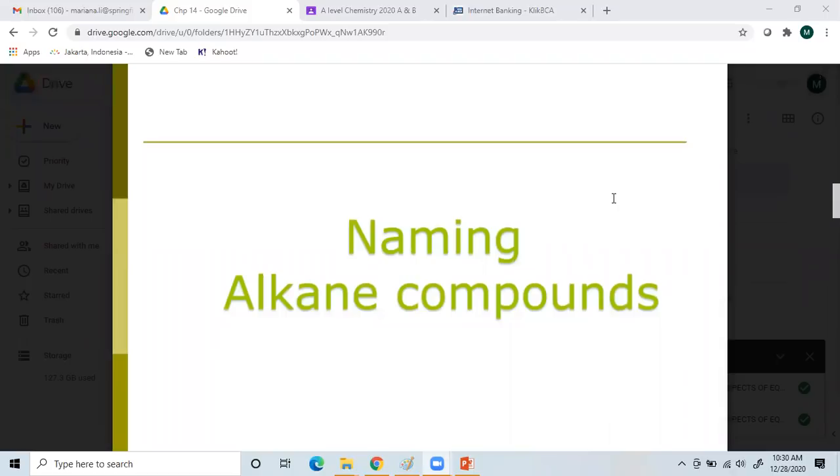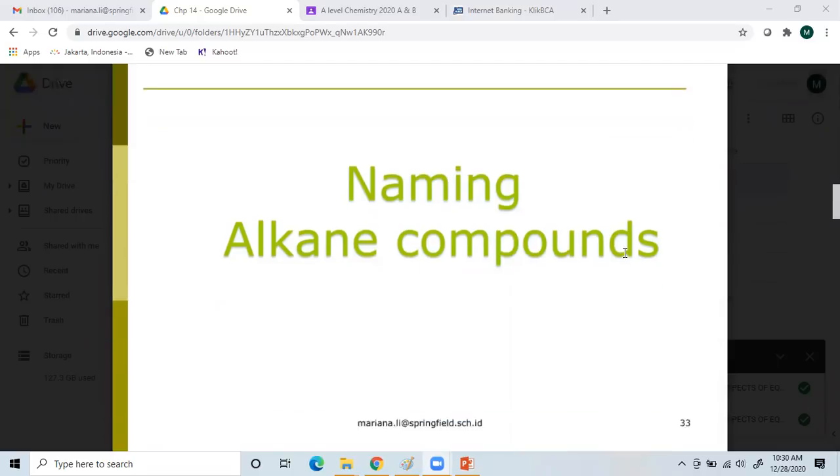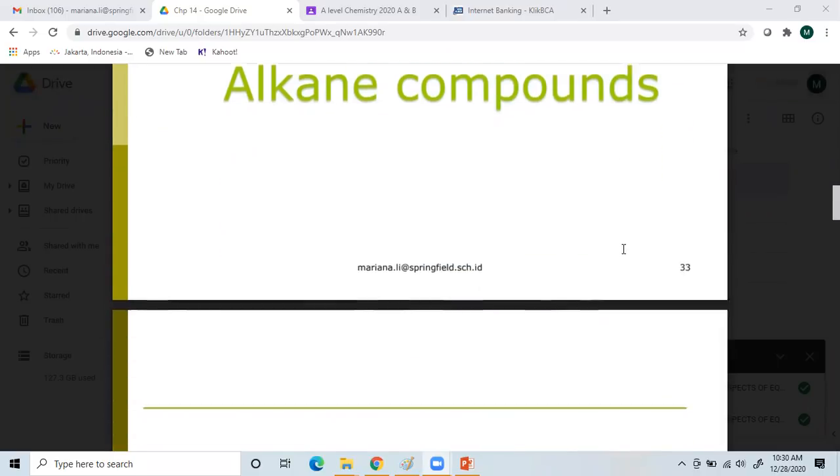Okay, since there are 13 functional groups that we should memorize, that we should learn how to name, we will start from the simplest one, which is alkane. Alkane is the simplest organic compound since it has only C and H.